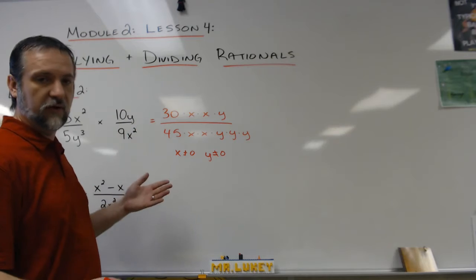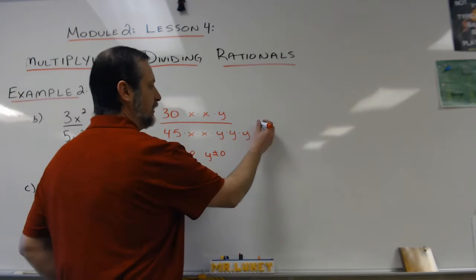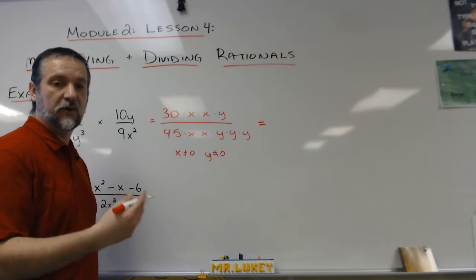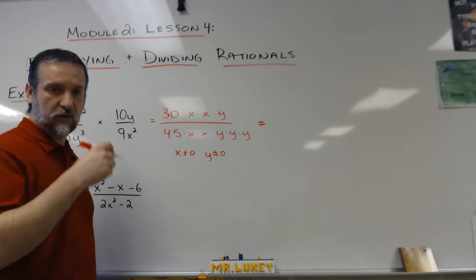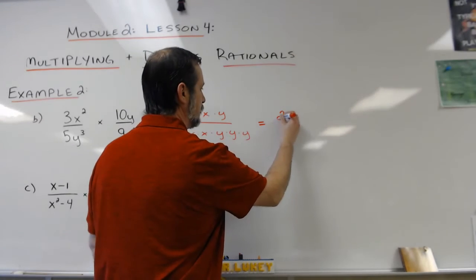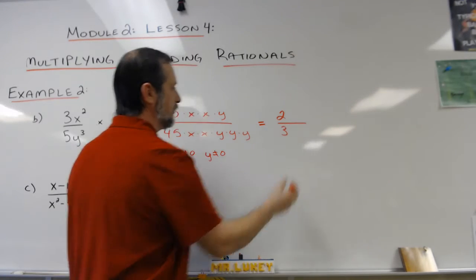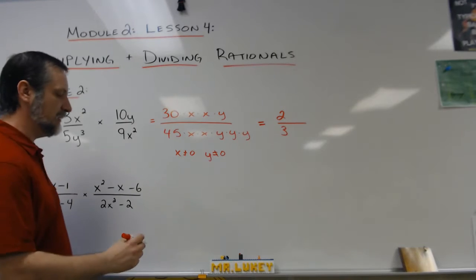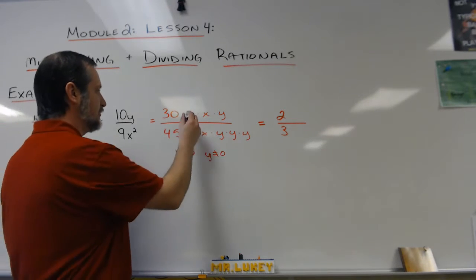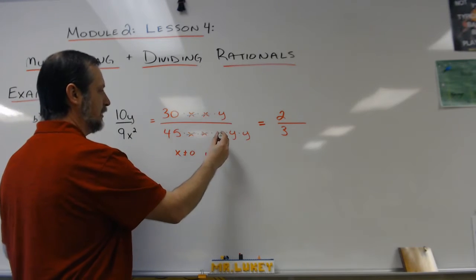We have 30 over 45. It won't disappear, but it will simplify. 30 over 45, of course, looking at the value of 15, simplifies to 2/3. So 2 over 3. If I need to, again, I can show my x's crossing off here. So gone, gone, gone, gone, gone, gone.